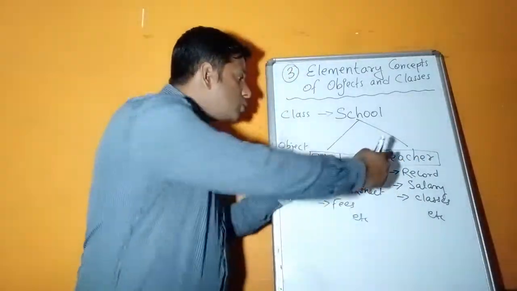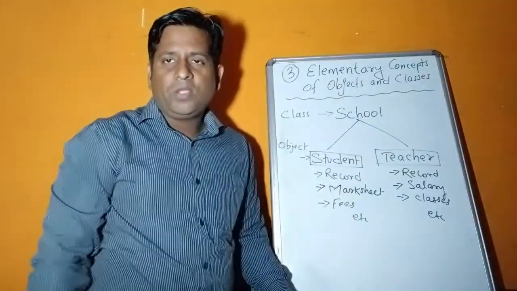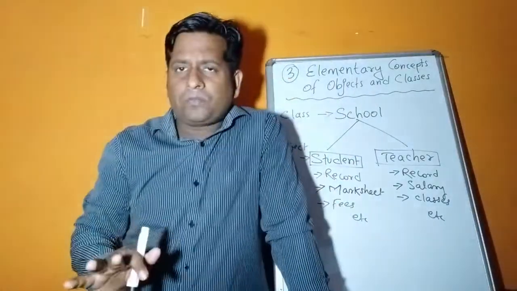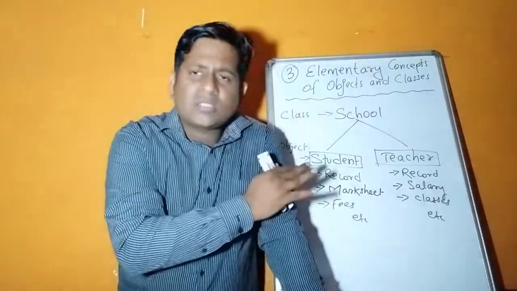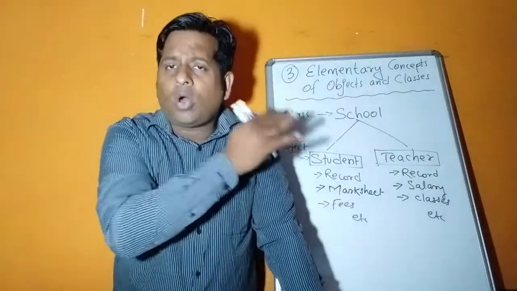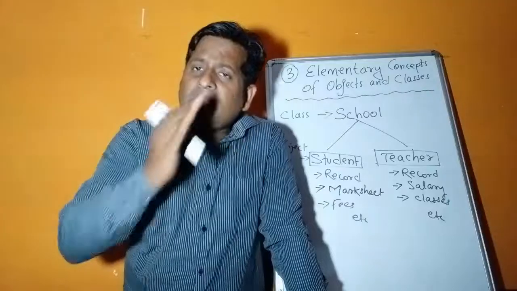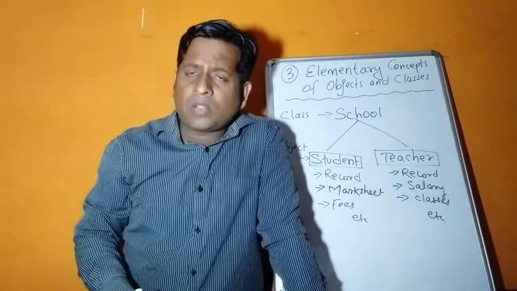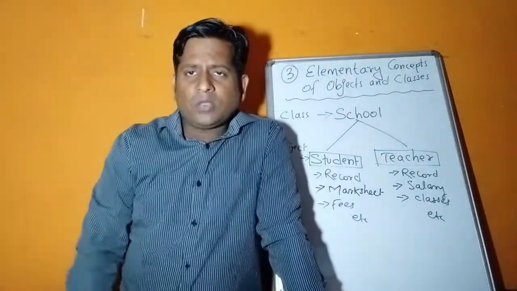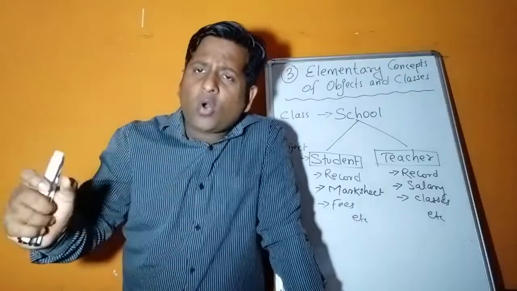So see here, the object student and the object teacher possess different states, characteristics and behavior, but they belong to a single class. It's not that this example fits only school, students and teachers. It can fit anything, like you can take fruits also. Say fruit is a class, and apple, mango, orange are what?